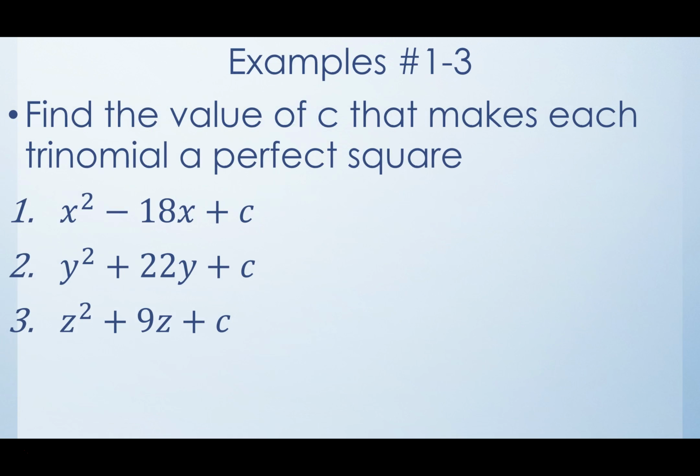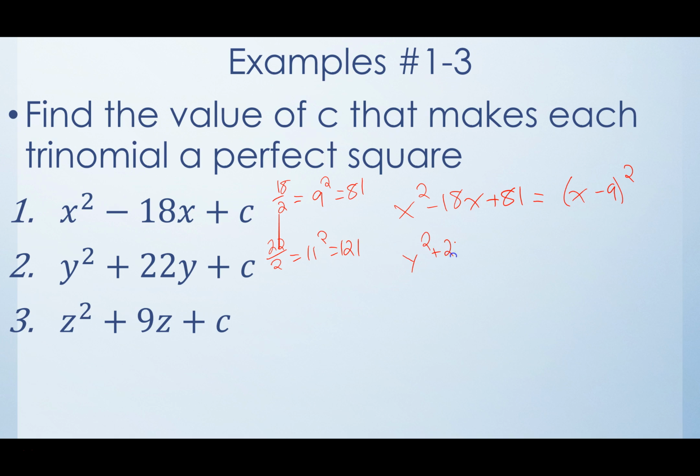So if we want to find c for each one of these to make it a perfect square, what we do is we divide 18 by 2. We get 9. We square that, we get 81. So then this becomes x squared minus 18x plus 81, which can be rewritten as x minus 9 squared. Same thing for the y squared plus 22y plus c. If we divide 22 by 2, we get 11. We square that, we get 121. So it'll be y squared plus 22y plus 121. That's then y plus 11 squared.